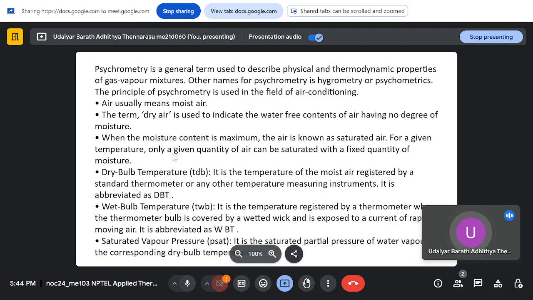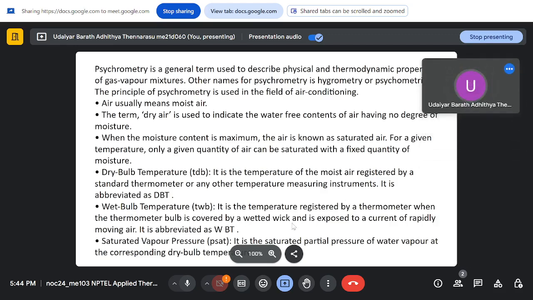So psychrometrics is the general term used to describe the physical and thermodynamic properties of gas-vapor mixtures. Other names involve hygrometry and psychrometrics. Dry air is air which is devoid of moisture, so it's free from water content. When the moisture content is maximum, the air is known as saturated air. Dry bulb temperature is the temperature of the moist air registered by a standard thermometer or any other temperature measuring instrument. Wet bulb temperature is the temperature registered by a thermometer when the bulb is covered by a wetted wick and is exposed to a current of rapidly moving air.